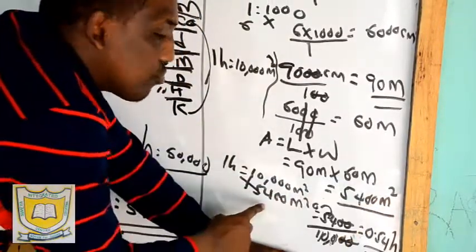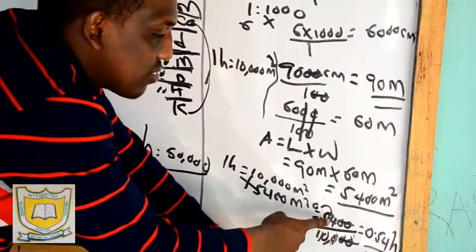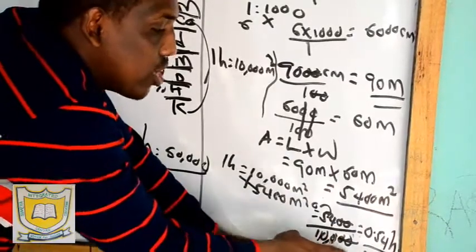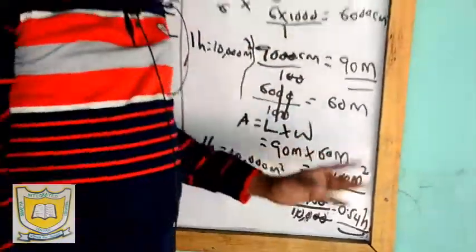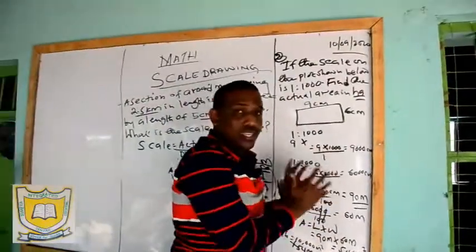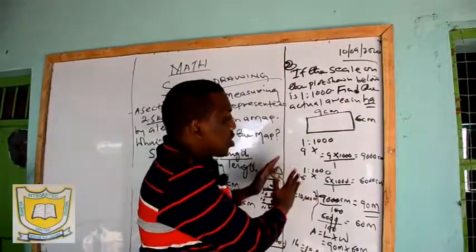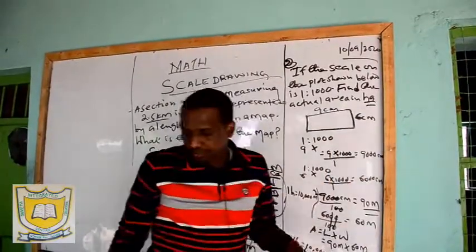What about 5,400 meters squared? So you will get 5,400 divided by 10,000. You will get 0.54 hectares. So that is how we solve that question. This is very common in an exam. So that's how you do. You find the length and the width separately.